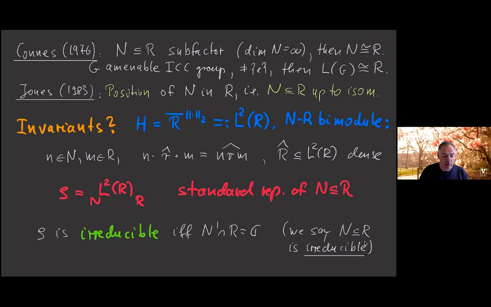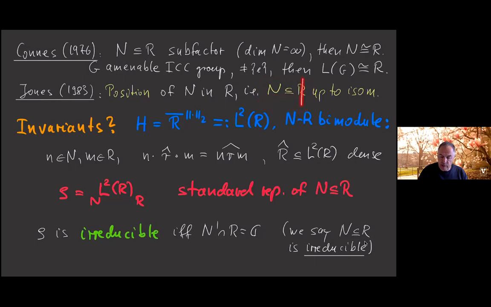And so this is where Vaughan Jones comes in. He proposed in 1983 that what we should be looking at is the position of N in R. So in other words, we should look at the pair N in R up to isomorphism. And what do I mean by that? Well, I mean that if you take another subfactor Q in R, then this subfactor here would be isomorphic to the first one.